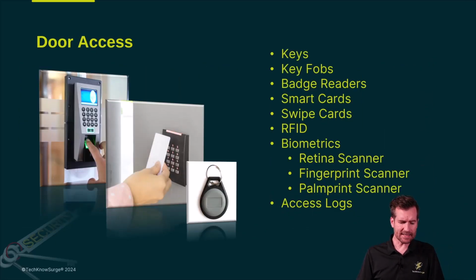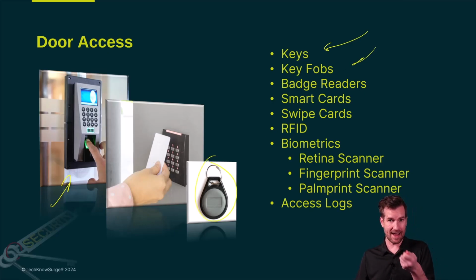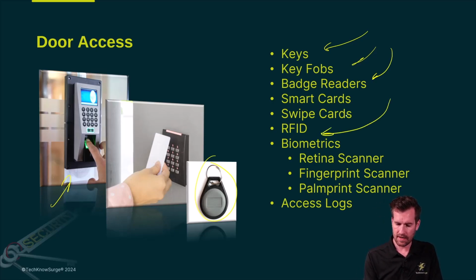There's also lots of options for door access once you're in the building or to get into the building. There's just regular keys or key fobs. Those are the things that can attach to your keys, but they are little RFID sensors. You have badge readers that are able to sense that RFID signal.